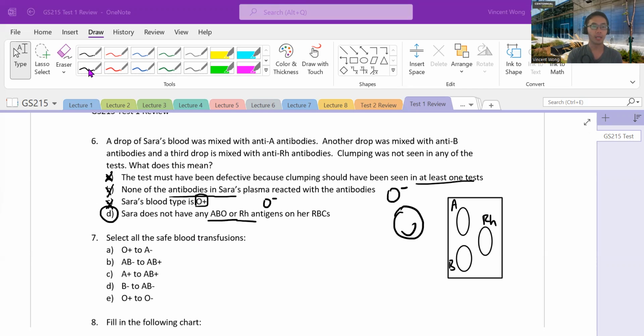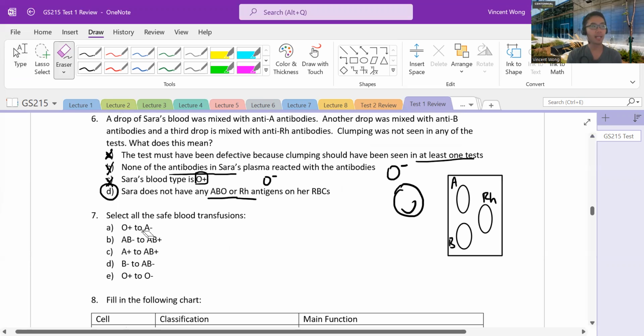Here we go. O positive to A negative, that is not safe. Positive cannot be given to negative, right? We're gonna sensitize the person, or if they previously had been sensitized, you're gonna cause hemolysis. So not good. Positive cannot be given to negative. AB negative to AB positive, that's okay. So B is the correct answer.